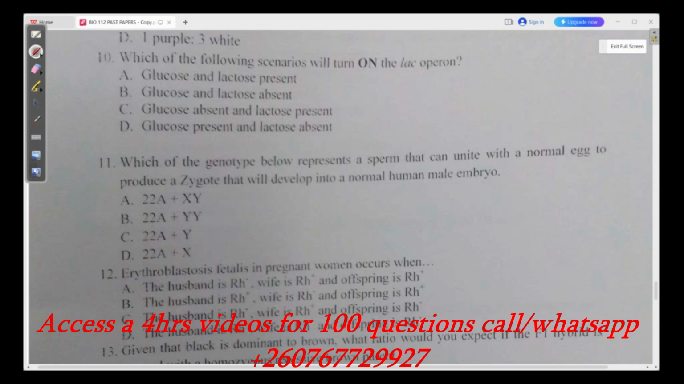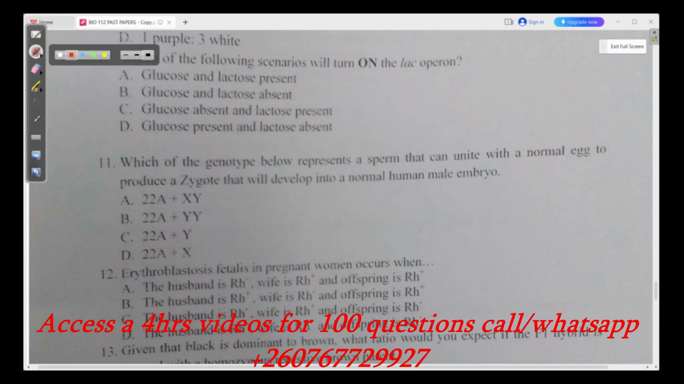B is saying glucose and lactose absent. So if both are absent, it's going to be off. C is glucose absent and lactose present. So glucose has to be absent and lactose has to be present. In this case, it's going to be on. Then D, glucose present and lactose absent. In this case, it will be off. So in A, B, and D the lac operon is going to be off. C is the only condition in which the lac operon is going to be on.